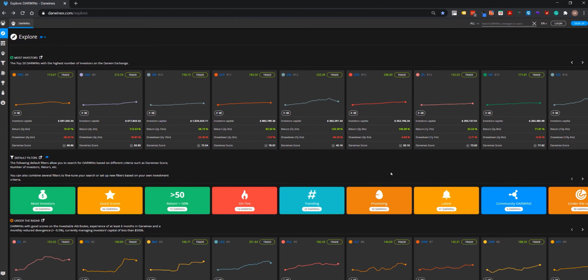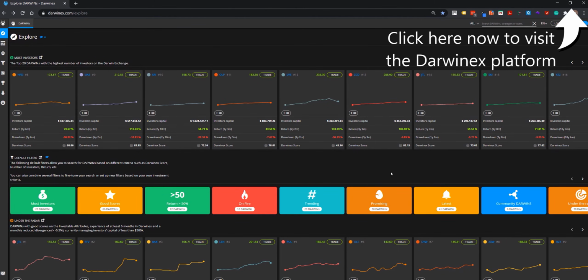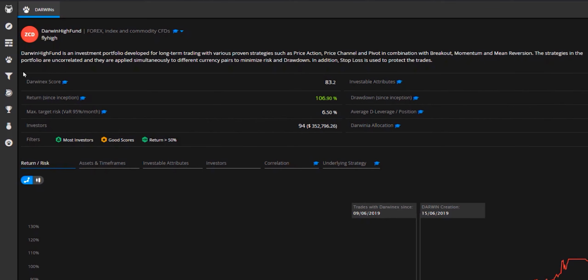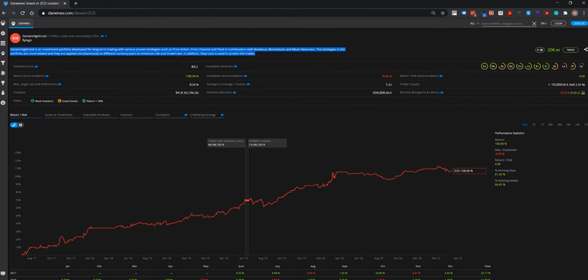So let's take a look now at the Darwinex platform again and focus in on a Darwin that is using this specific technique. And the Darwin that I want to focus on today is ZCD. And we can see here that the trader has put a description of his system, and we can see that he is trading a range of price channel, price action, breakout systems, momentum and mean reversion systems. And as this trader says themselves, this is for the reason of minimizing risk and drawdown.